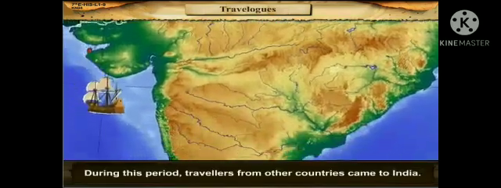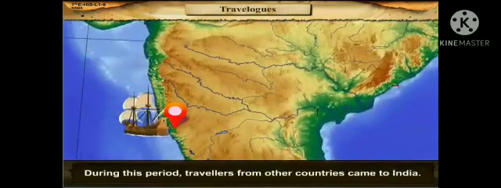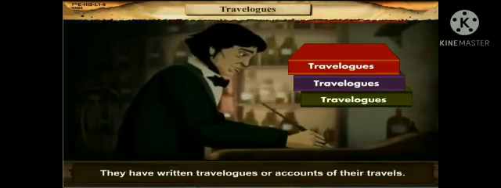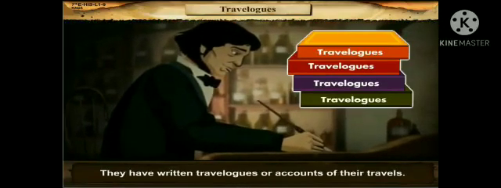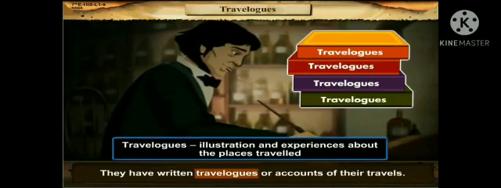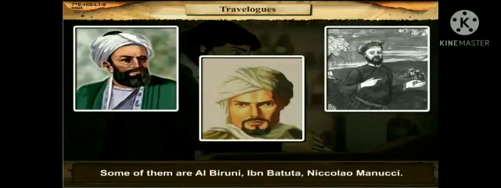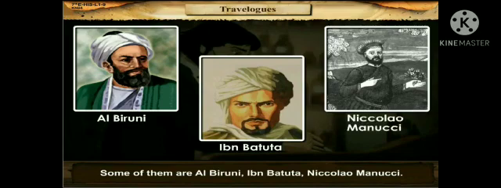Travelogues. During this period, travelers from other countries came to India. They have written travelogues or accounts of their travels. What is the meaning of travelogue? Illustration and experience about the places traveled. Some of them are Al-Biruni, Ibn Battuta, Niccolo Manucci.